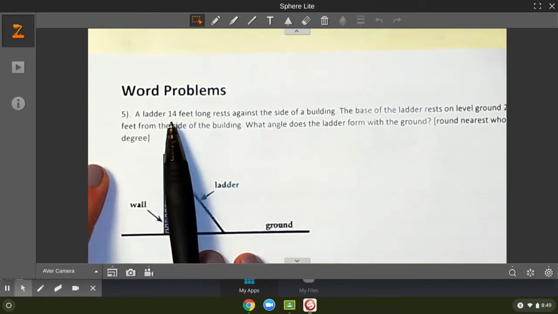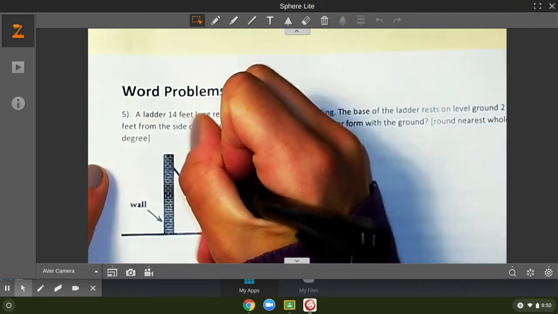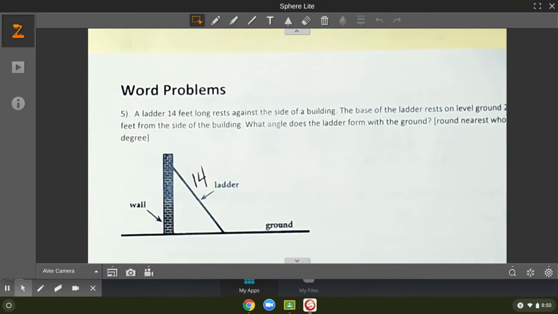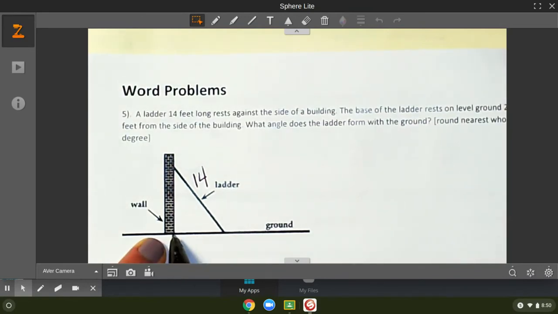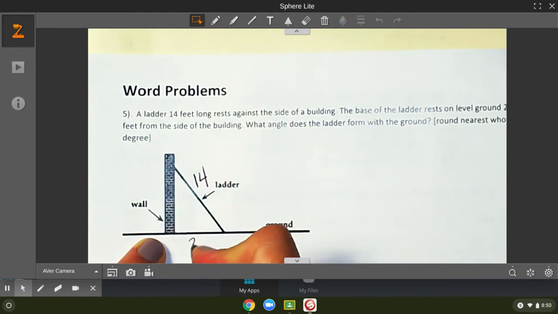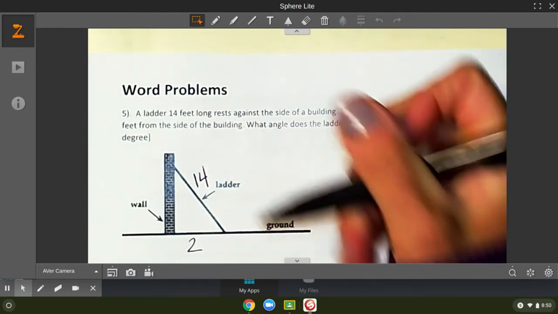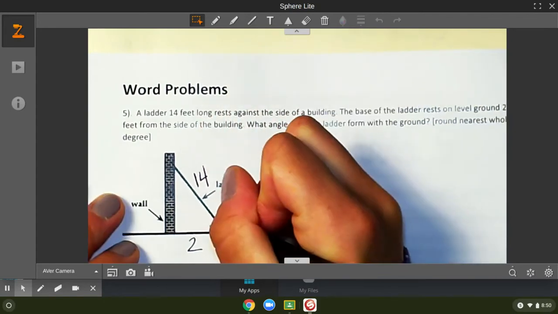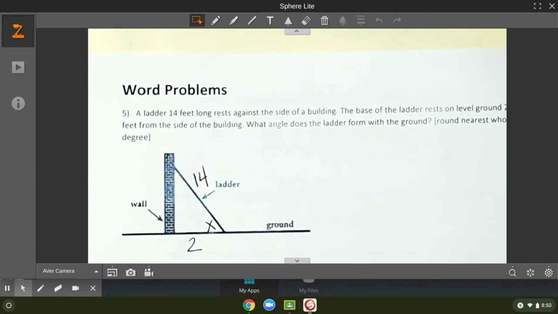So a ladder is 14 feet long and it's resting against the side of the building. So here's our 14. The base of the ladder rests on level ground 2 feet from the side of the building. So here, down at the bottom, the ground, the ladder is 2 feet away. So this would be a 2. What angle does the ladder form with the ground? So the ladder and the ground. So this is the angle we want to find. I'm going to put my X there.